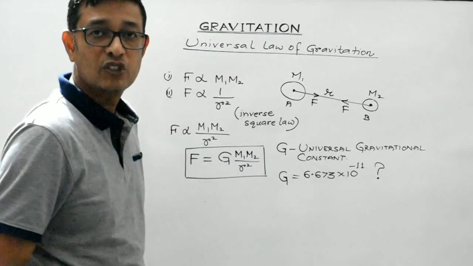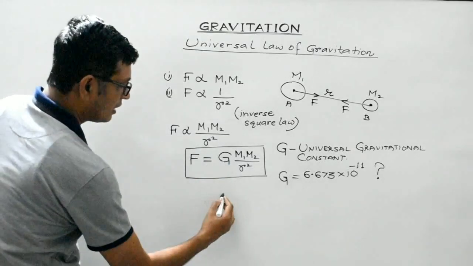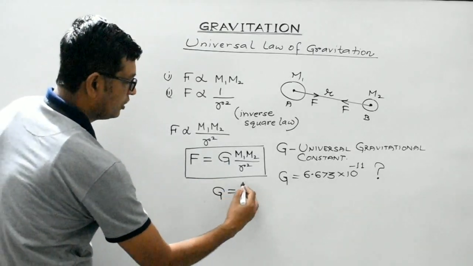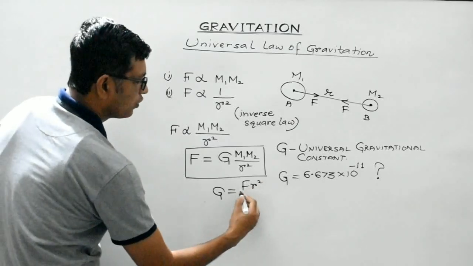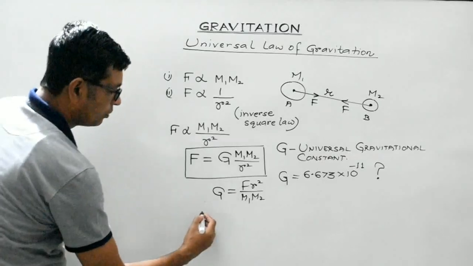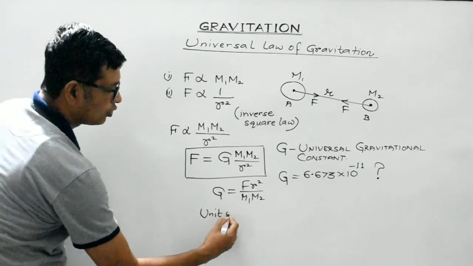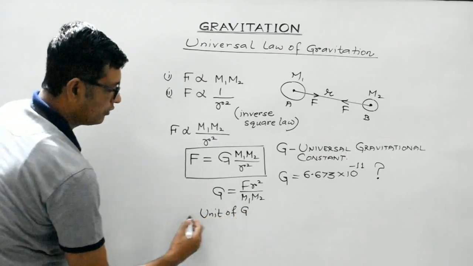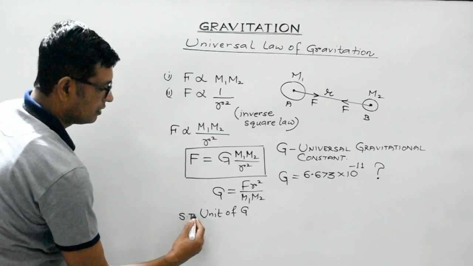Let's find out the units of G. So this statement can be modified in this particular manner. G is equal to F r square divided by m1 m2. So what will be the unit of G then? So unit of G is, and we are considering SI unit.